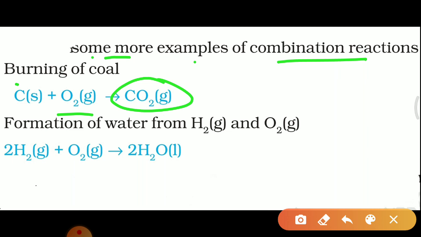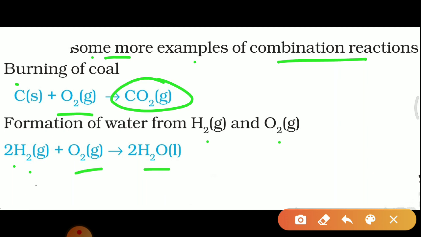Second, formation of water from hydrogen gas and oxygen gas. Here, hydrogen gas combines with oxygen gas and forms water. This is also a combination reaction where two substances are combining and making a new substance. In simple language, we can say that when two or more substances, elements or compounds combine to form a single product, the reactions are called combination reactions.